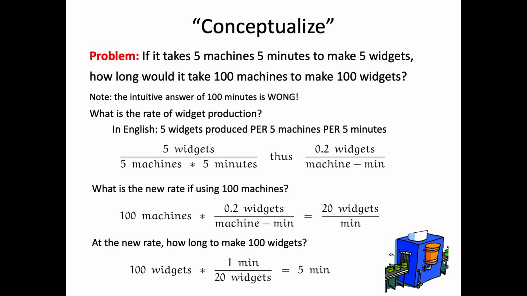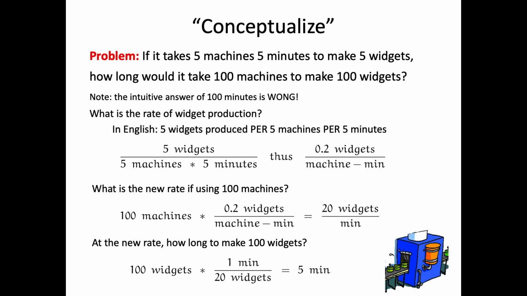So the last step would be to take what we're interested in, 100 widgets, times, now we're going to use that rate and set it up so that our units cancel. Let's take 100 widgets times, in 1 minute on the numerator, we produce 20 widgets. So widgets cancel, and we have 100 divided by 20, and our final answer is 5 minutes.